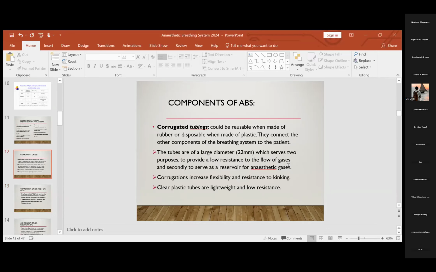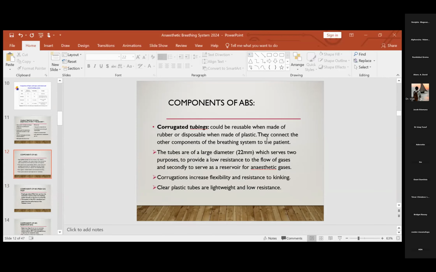So the first one, corrugated tubings. Corrugated tubings can be reusable when made of rubber. I remember when I started anesthesia training, we used to have rubber tubings. I don't know how many centers still have rubber tubings. The disposables are made of plastic, and I wonder how many of us dispose our tubings after anesthesia.